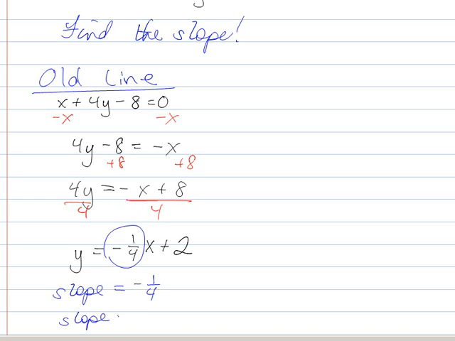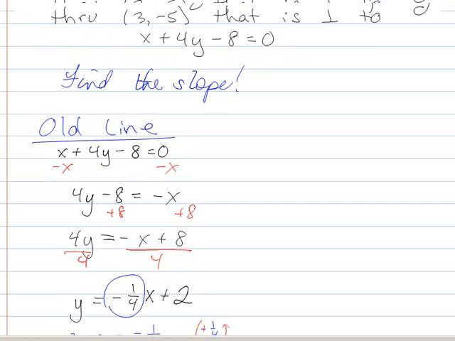Now here's the important question. What would the slope of the perpendicular line be? Remember, I'm going to take -1/4, flip it, and change the sign. So the slope of the perpendicular line would be 4. Okay? The slope of the perpendicular line will be 4.